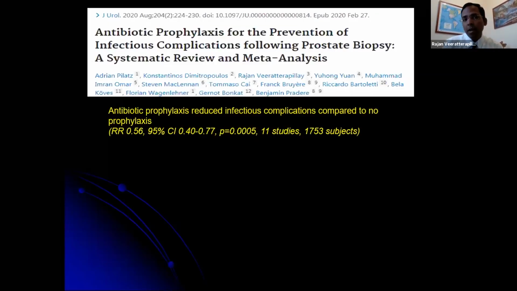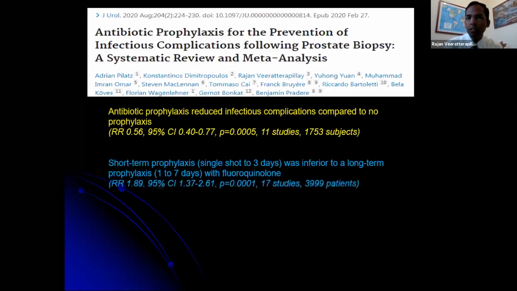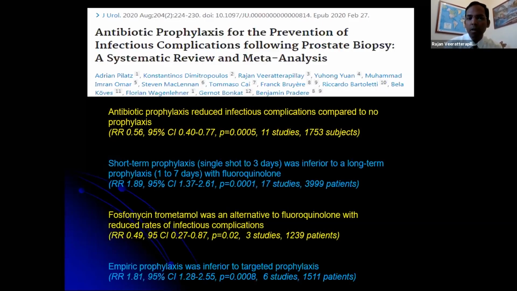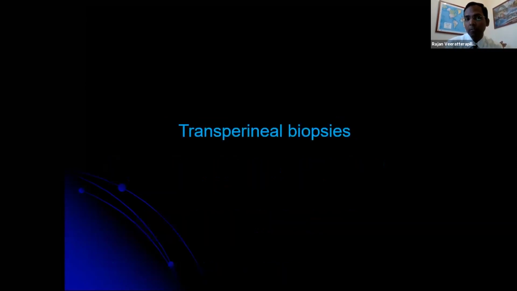This is a recent systematic review that we published in the Journal of Urology just this month, and it looked at the different antibiotic techniques to prevent infections following prostate biopsy. Unsurprisingly, antibiotic is better compared to placebo. If you use a longer course of prophylaxis, it's better than a shorter course. Fosfomycin is a good alternative to fluoroquinolone, and targeted prophylaxis is much better than empiric prophylaxis.